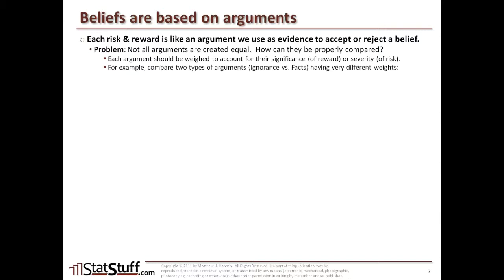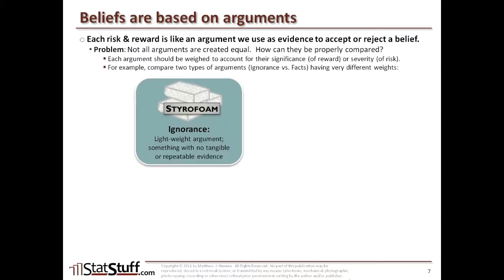As an example, we might compare two extremes, two types of arguments, like ignorance versus facts, and they might have different types of weight. Let's say on the lighter side, where we have ignorance, we might say, back to our construction example, that it might be represented by styrofoam, a very lightweight material that has no substance at all, something that no right-minded construction worker would ever want to use for forming the foundation of a building. Something that has no substance and is very lightweight might be representative of ignorance. That is, a lightweight argument, something that has no tangible or repeatable evidence. Well, that might be one side.